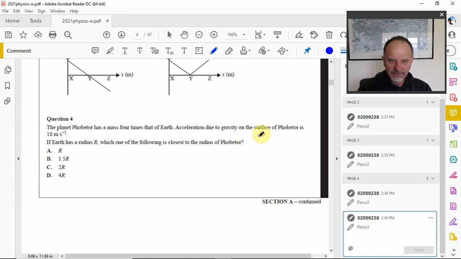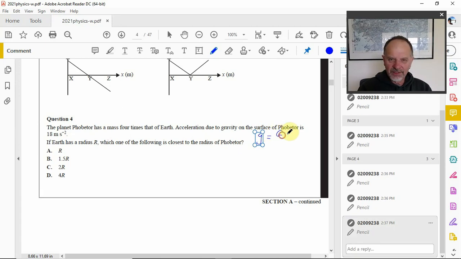So g is big G, big M on R squared. All right. And so for Earth, 9.8 is big G, mass of the Earth on the radius of the Earth squared. And for Phobatar, 18 is equal to G. Now, the mass of Phobatar, we're told, is 4 times that of Earth. So it's 4 times the mass of the Earth over the radius of Phobatar squared.